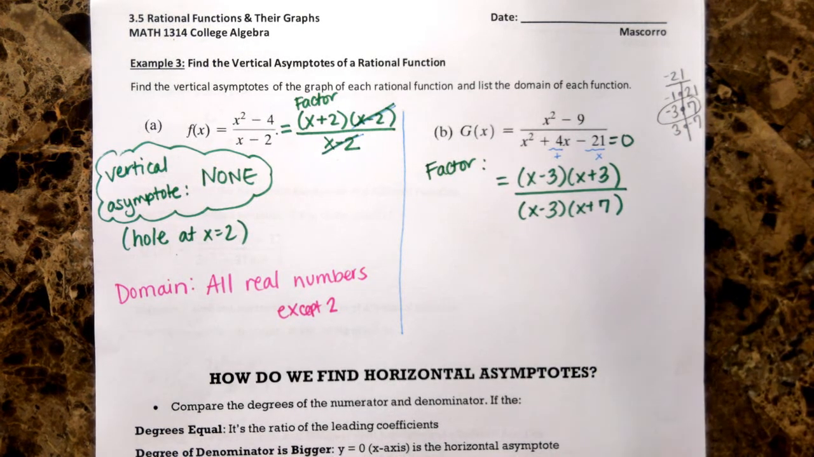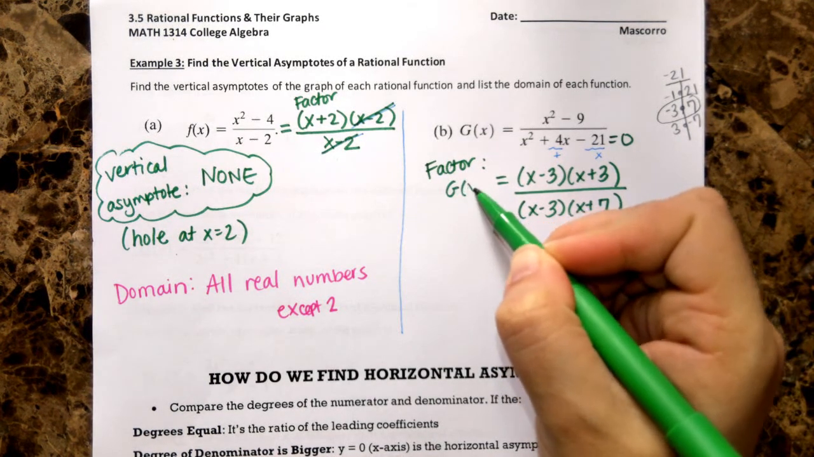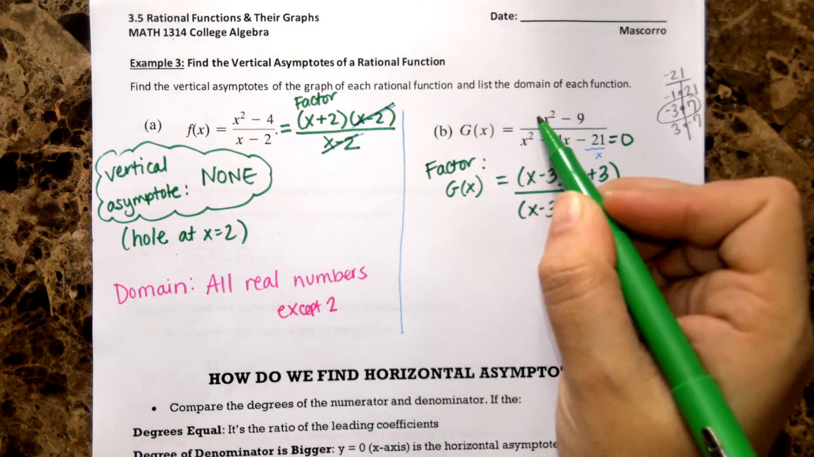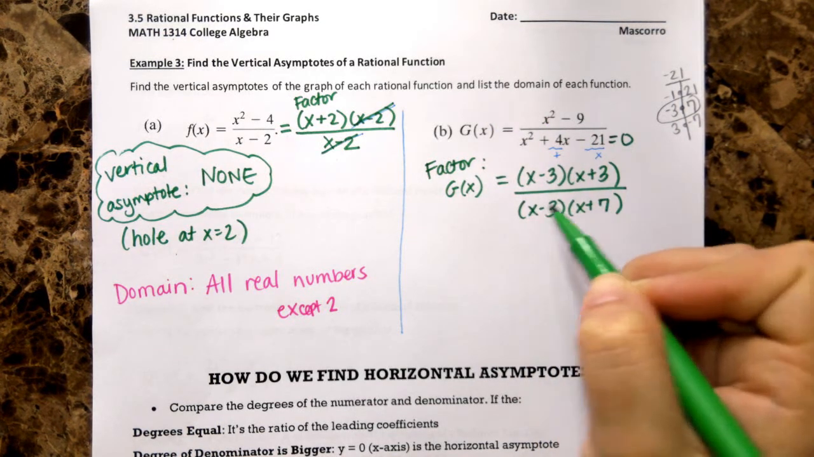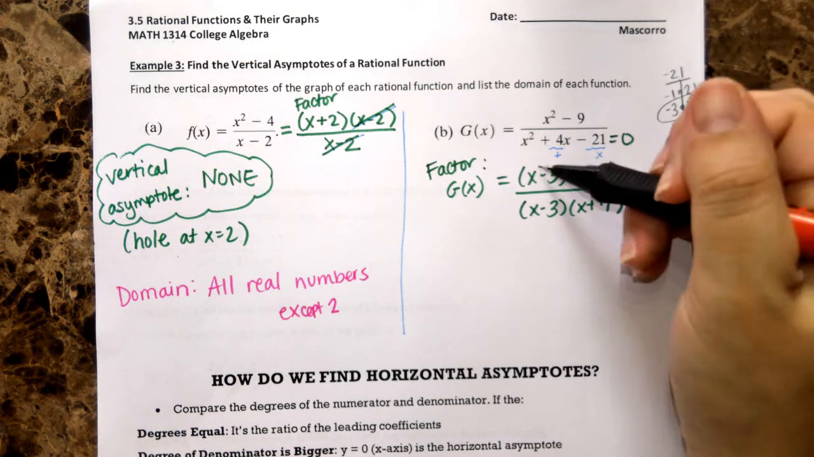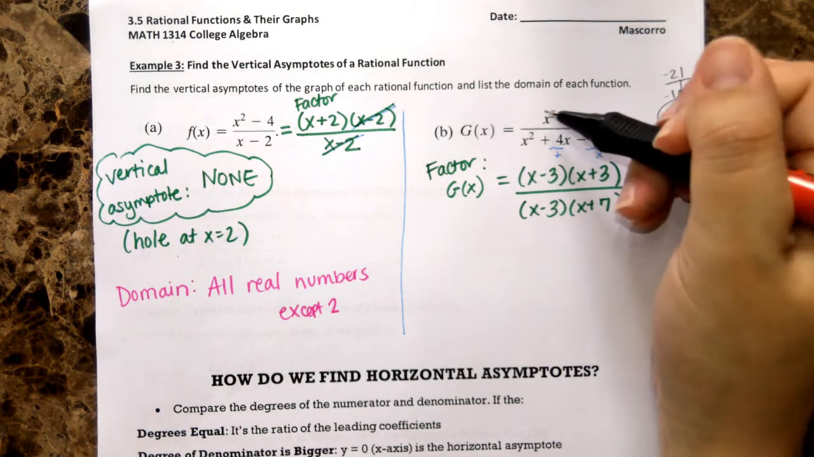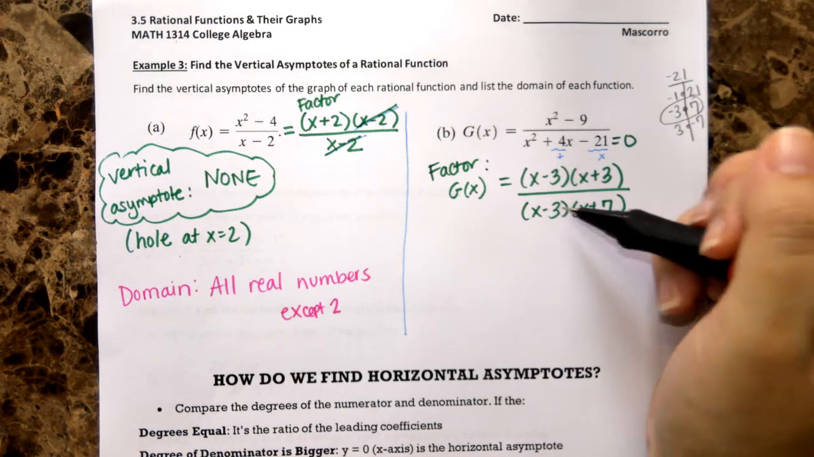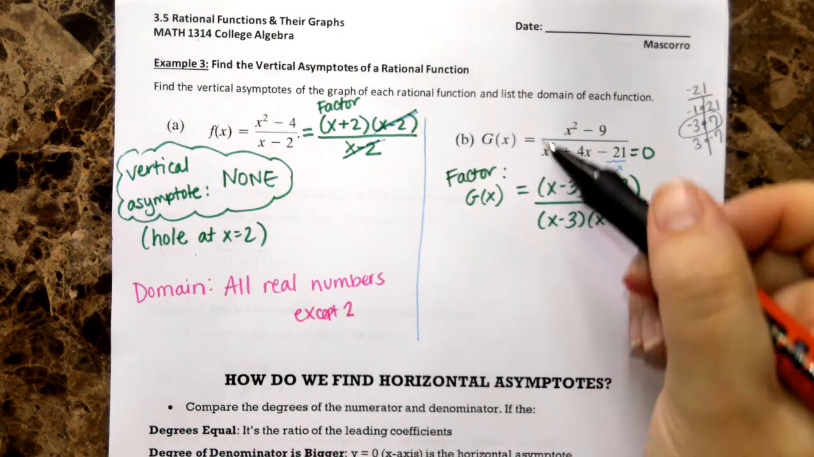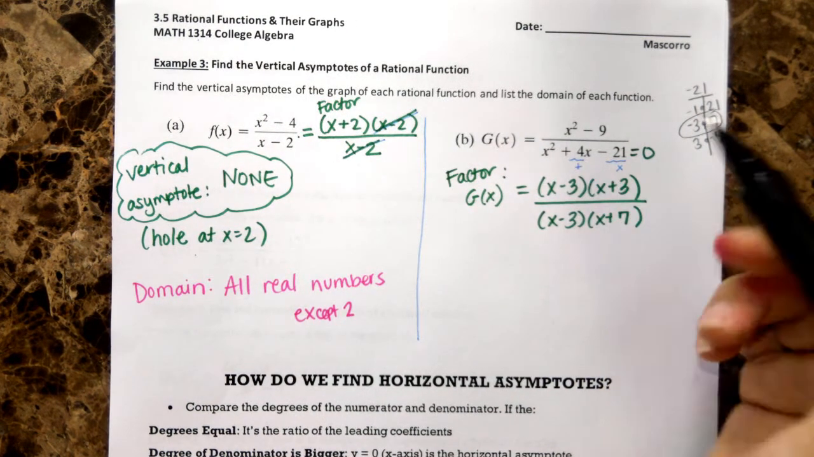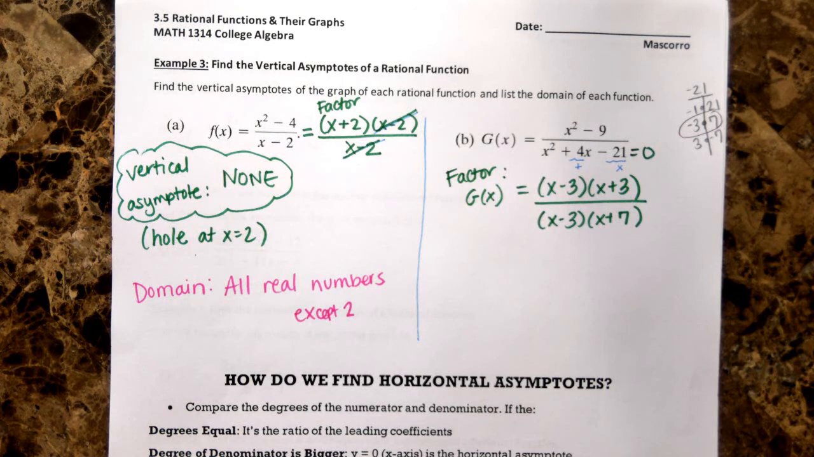Okay. So what I've done is I haven't changed the value of this function. I just rewrote it. I factored the numerator. I factored the denominator. If you wanted to check, you could always FOIL out the numerator and you'll get x squared minus 9. You could FOIL out the denominator or use the box method and you'll get x squared plus 4x minus 21. So we're just rewriting it before we do anything.